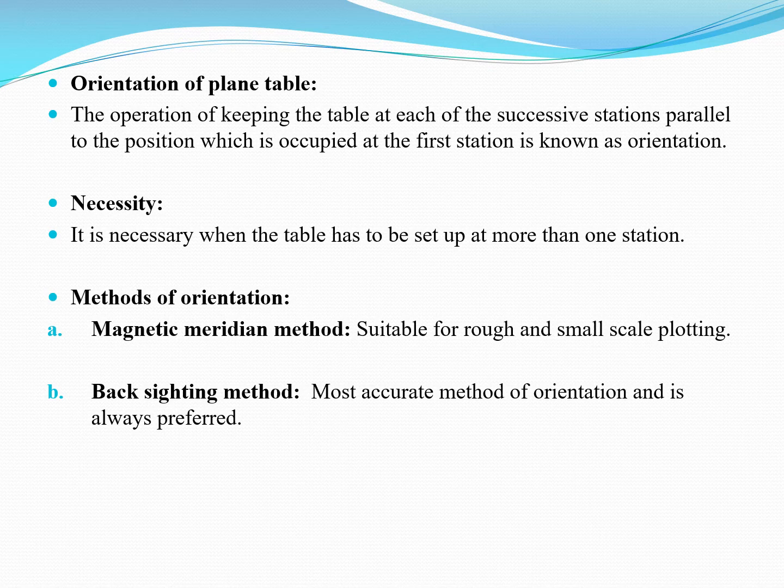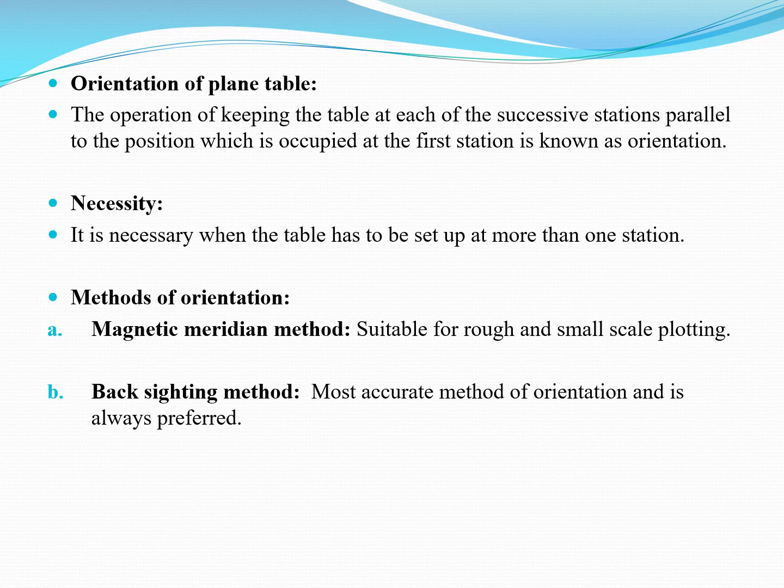This is said to be a more accurate method, and as it can also be used in magnetically suspected areas, it is always preferred. Suppose there are two stations P and Q which are required to be plotted by plane table. The plane table is set up over station P. All the arrangements are done as per the setting of plane table.